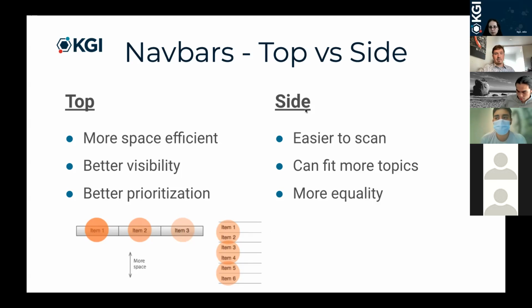The advantage of the side navbar is that it's easier for the eye to scan. It can also fit more topics, and then the topics are more equal, right? With the top navbar, that first item is going to be much, much more likely to be clicked than item 3 all the way on the right. Whereas with the side, it's really less important. The user will sort of notice everything that's on the side navbar. Of course, the top one is generally going to be the most clicked, but the eye is more likely to be able to scan that whole side navbar.